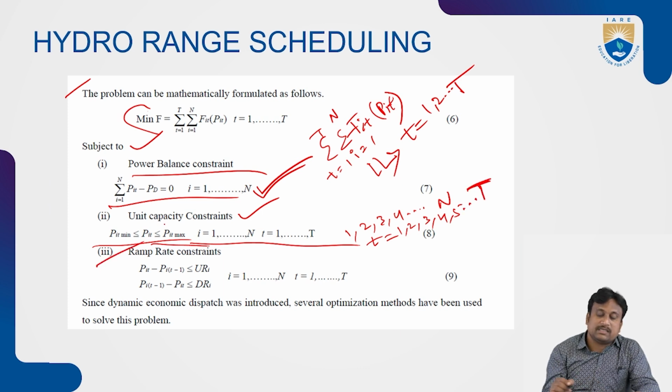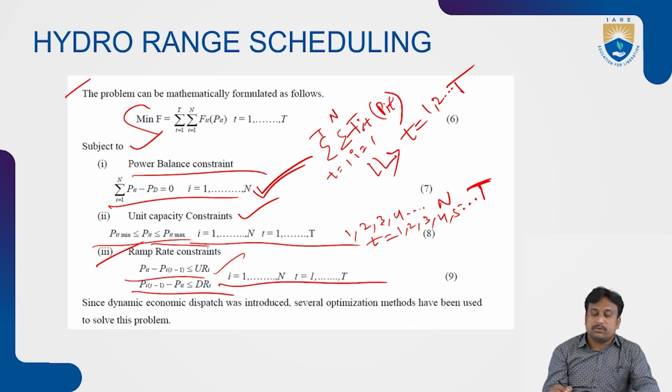Now, in the case of ramp rate constraints, it may be treated as P_iT minus P_i(T minus 1) less than or equal to UR_i, and P_i(T minus 1) minus P_iT less than or equal to DR_i, where i equals 1, 2, 3 up to so on n, T equals 1, 2, 3 up to so on capital T.